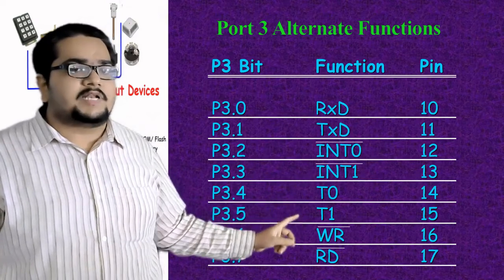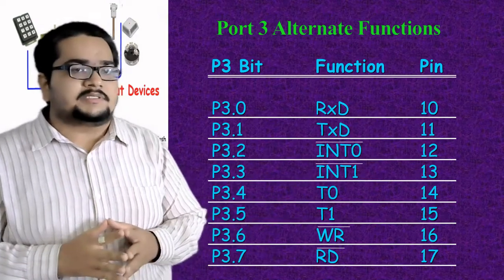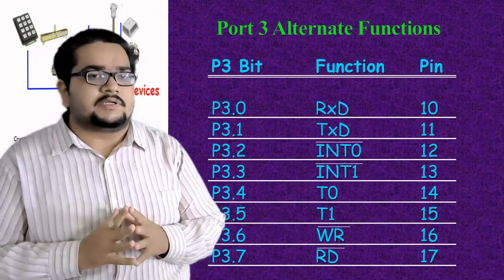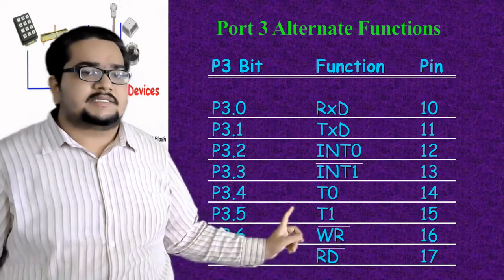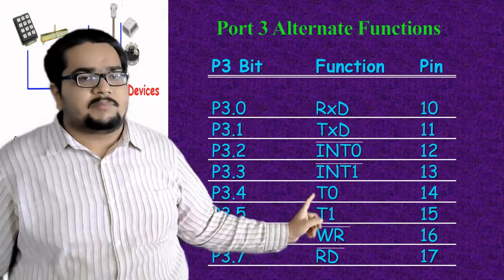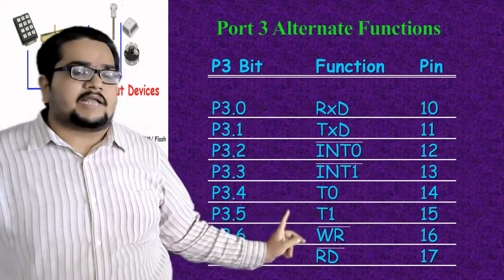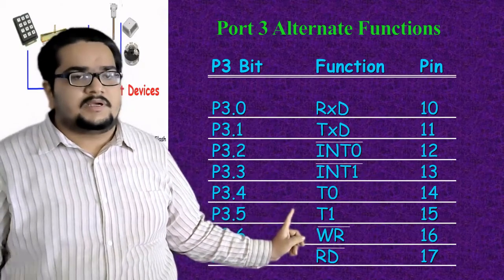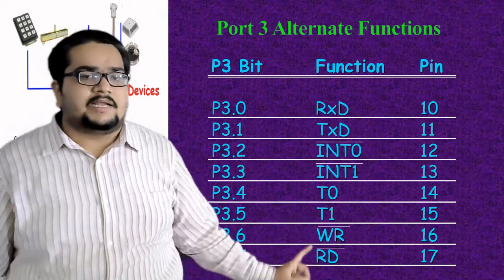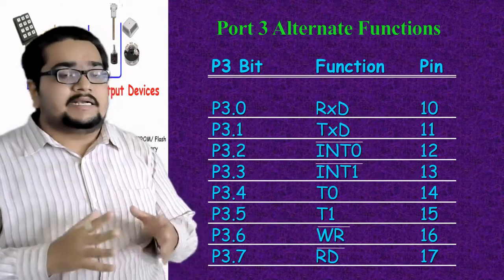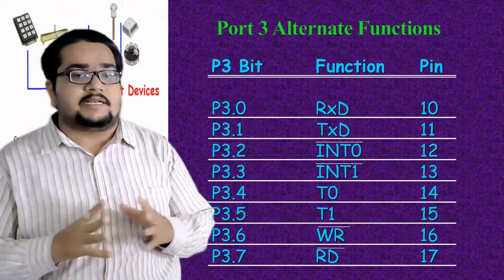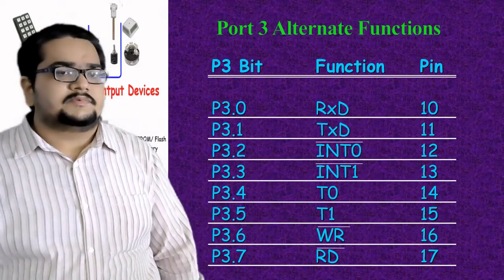Next two pins, pin number 14 and 15, are your inputs for the timers. Whenever your timers are used as counters, what the counter counts is the signal at these particular lines. Timer 0 will be counting the signal at pin number 14, that is P3.4, and timer 1 will be counting the signals coming at P3.5, that is pin number 15. And the next two are your read and write memory control signals. They show whether the microcontroller is reading or writing.